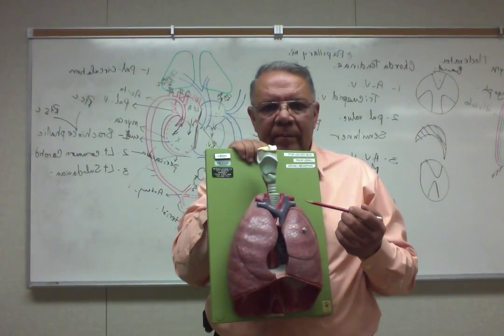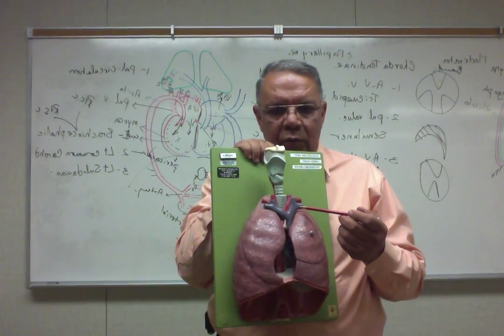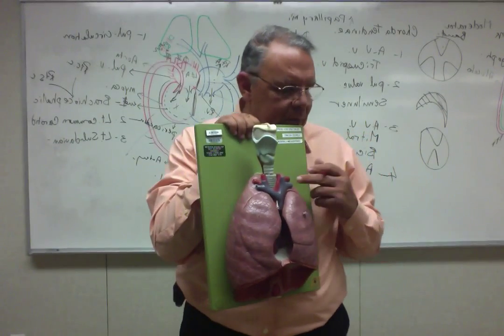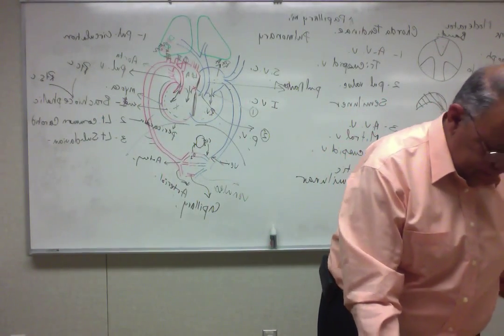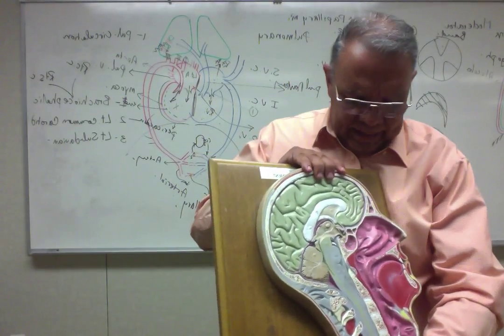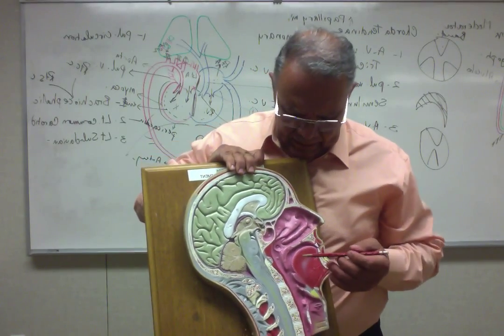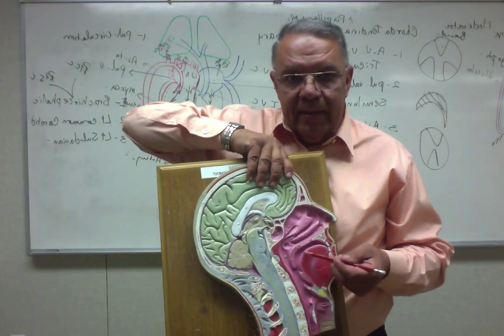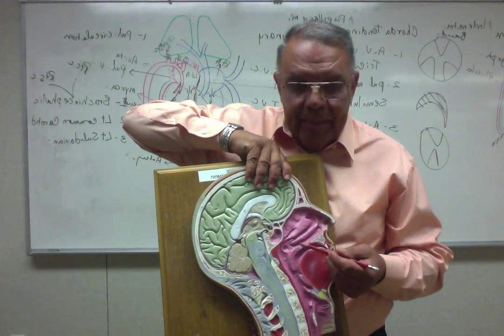The respiratory system has some conducting organs or tubes and some organs. It starts with the nose. The nose has a floor, which at the same time is the roof of your mouth cavity. This is called the palate.